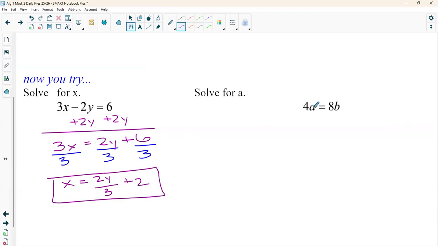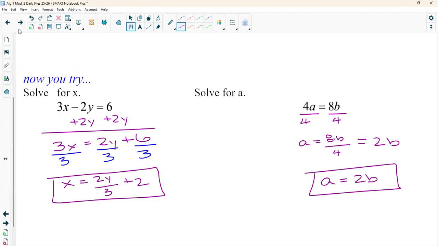For this one here, we're solving for a. We just need to divide both sides by 4. We're left with a is equal to 8b over 4. Let's go and take this one part at a time. This is 8 times b divided by 4. So 8 divided by 4 is just going to leave us with 2. And we're going to leave that b alone. So we're going to get that a is equal to 2b.